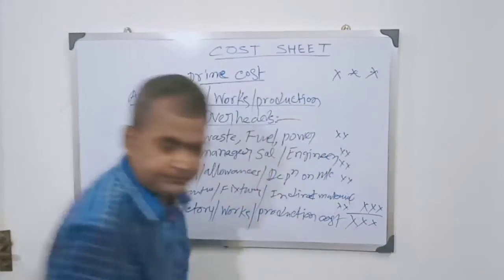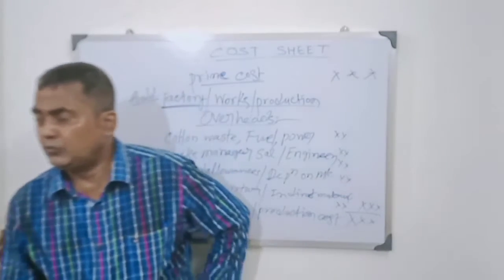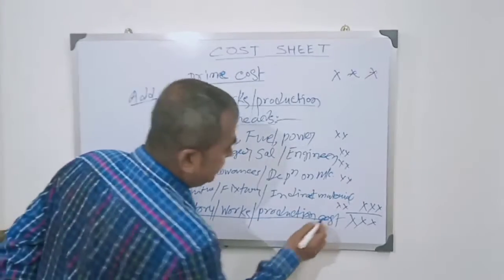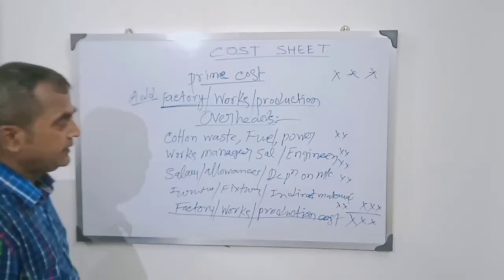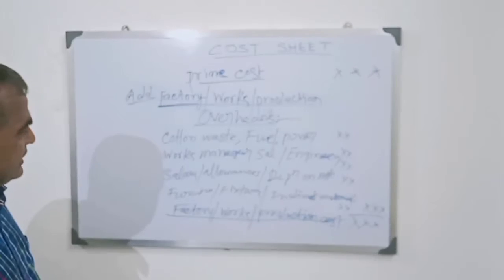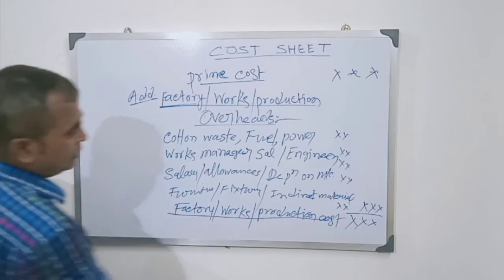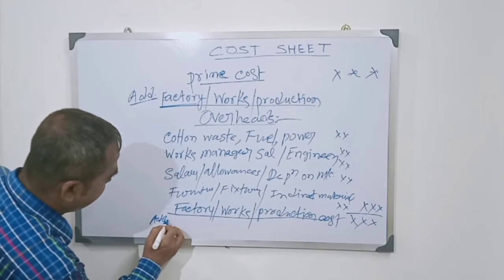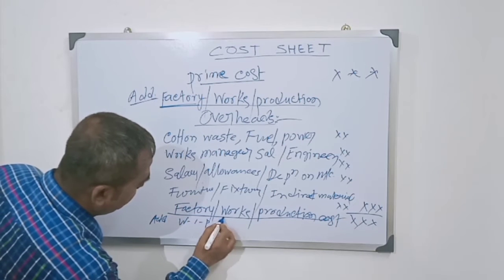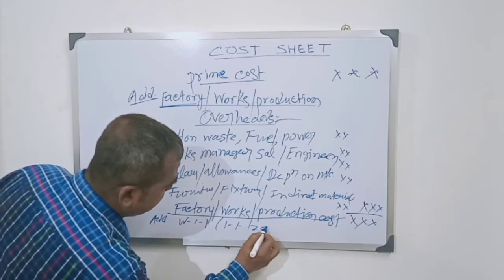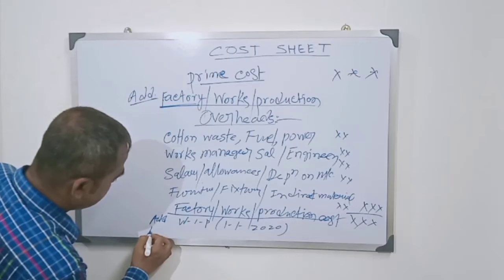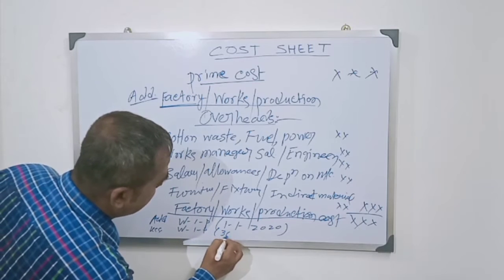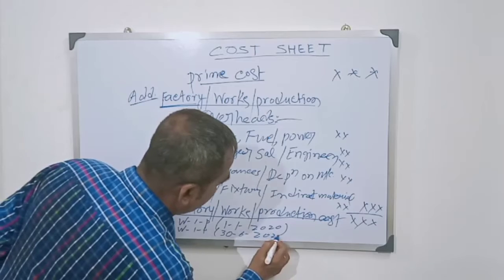Production cost. Now, the production cost again is gross, because with this, after you get this, again add WIP opening, that is 1/1/2020, less WIP at closing, that is 2020 June.